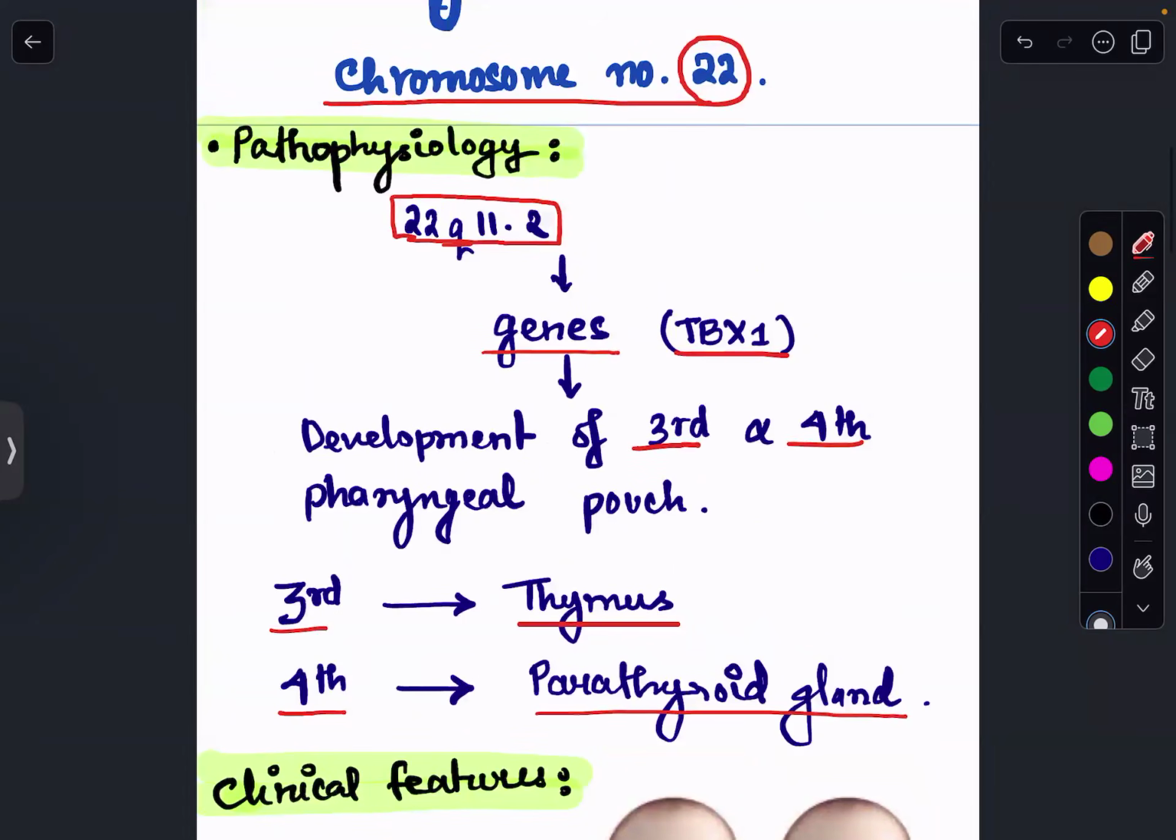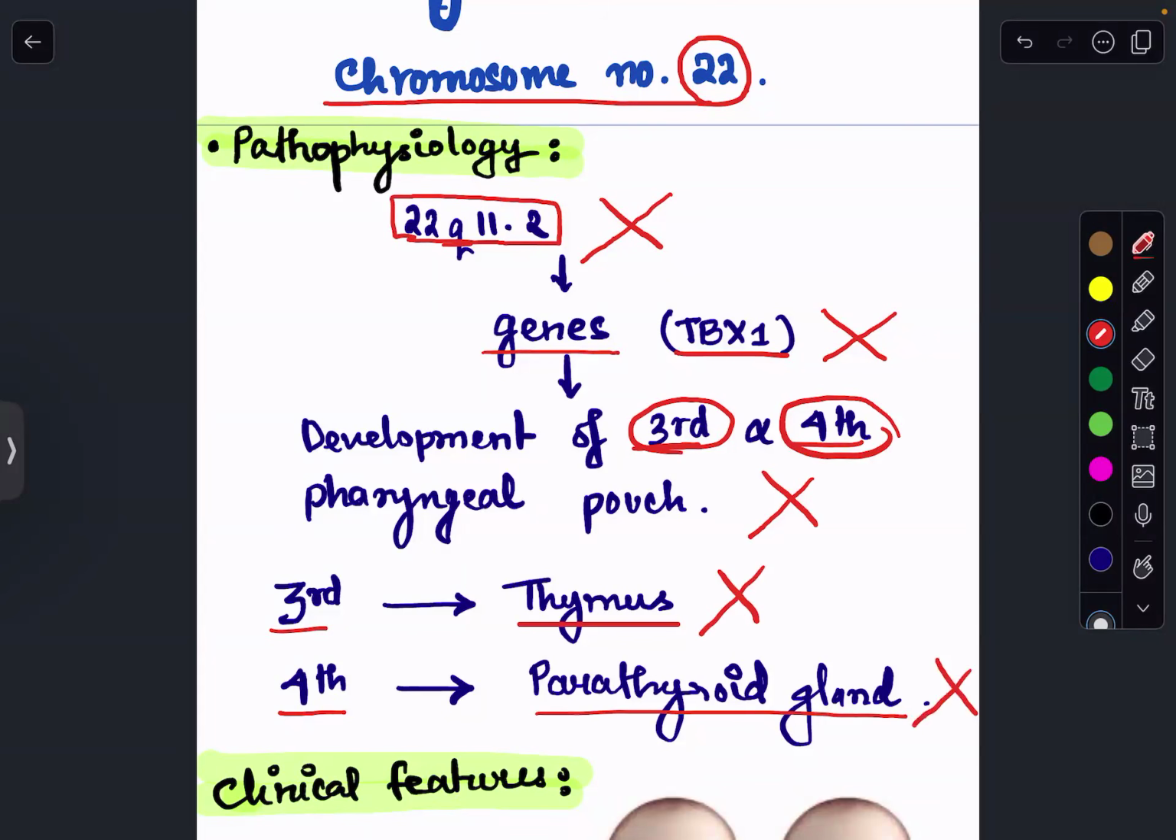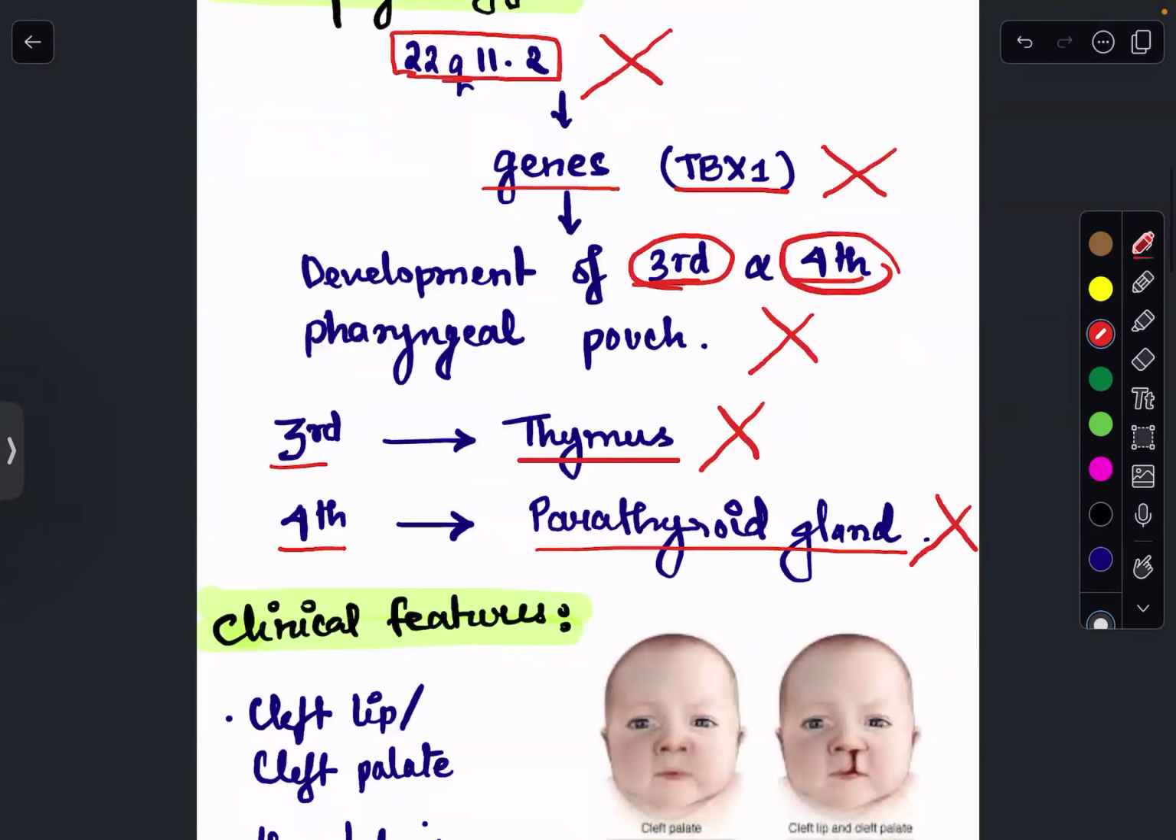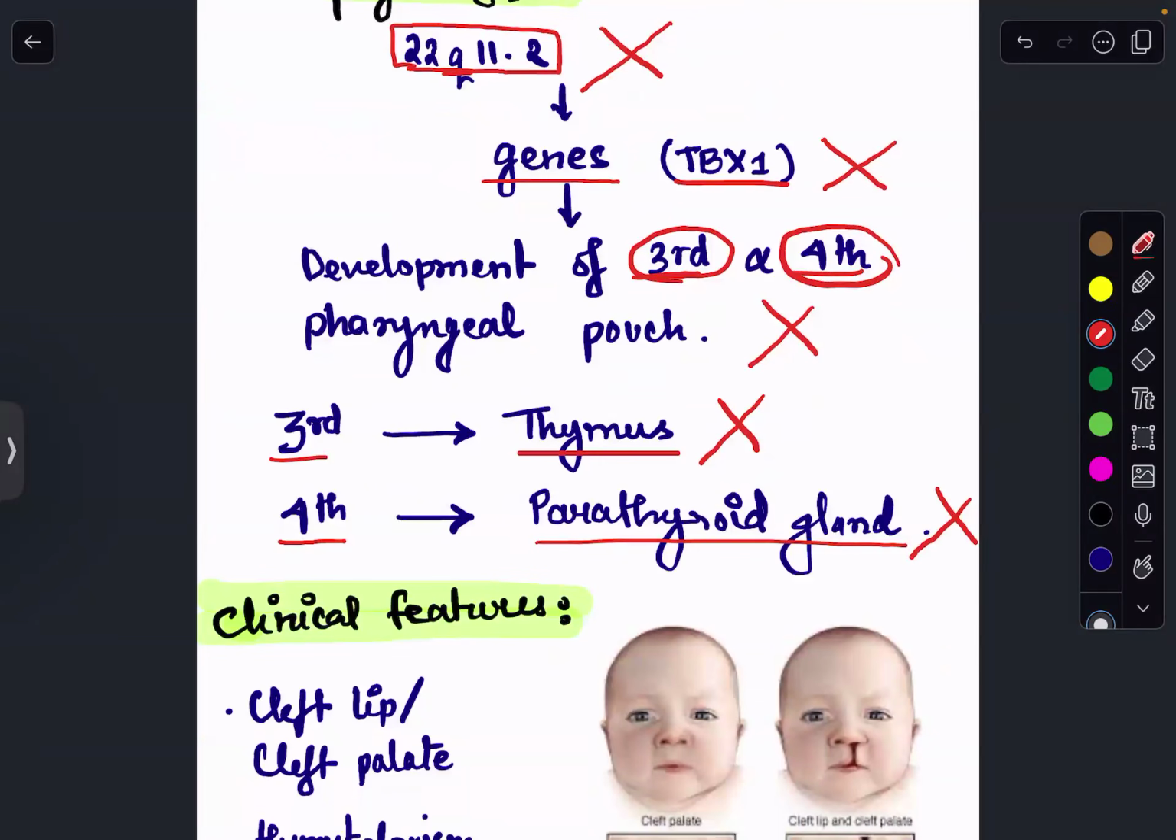Now, what happens in case of DiGeorge syndrome is that this particular portion of the gene is deleted. As a result, this particular gene is not produced. Therefore, no development of the third and fourth pharyngeal pouch. Therefore, no development of thymus and no development of the parathyroid gland. So this child will have thymic aplasia and parathyroid hypoplasia or aplasia.